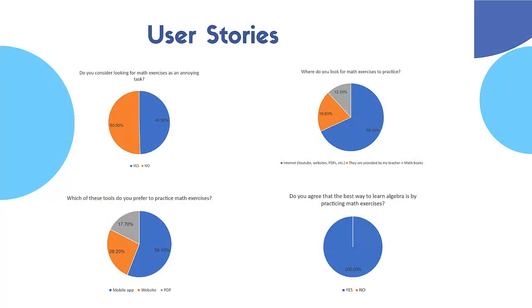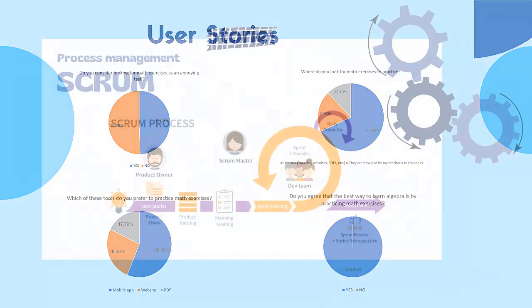User stories. User stories will help us as developers to make a useful application that meets all the objectives. We can summarize all of user stories in these 3 sentences. Practice more complicated exercises to have better grades. Find free algebra exercises quickly. Have an app where I can find exercises for my students.